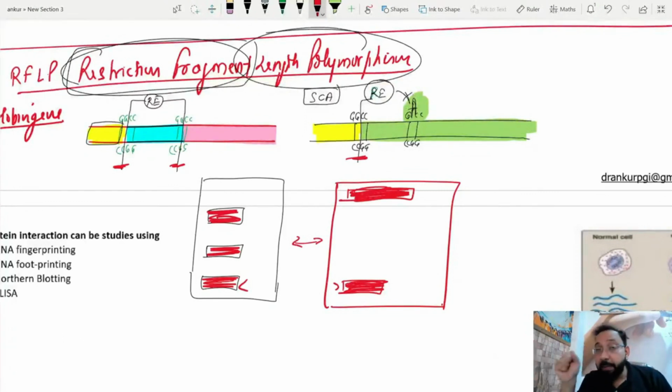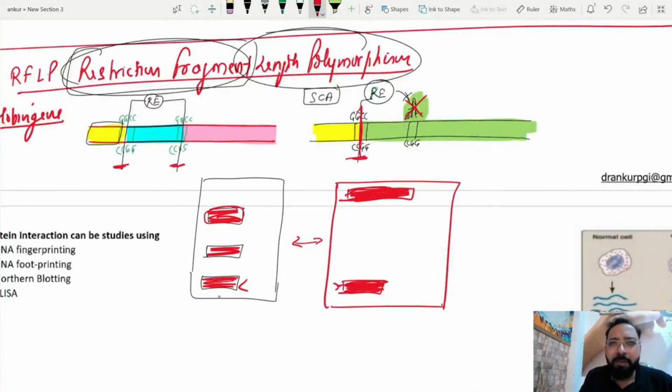I took the sample, I took the beta globin gene, and I added the restriction endonuclease. If the person is normal, this restriction endonuclease will cut at two sites, and on electrophoresis, three bands will be formed. If the person has sickle cell anemia, one palindrome is lost, so the restriction endonuclease will cut at one site, two fragments will be obtained, and on electrophoresis, two bands will be obtained.